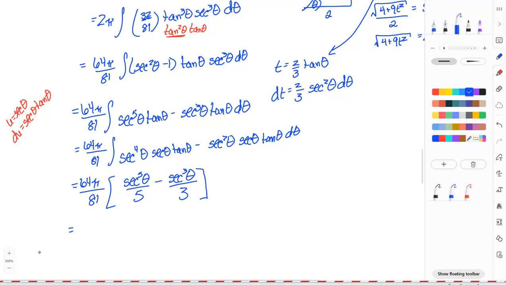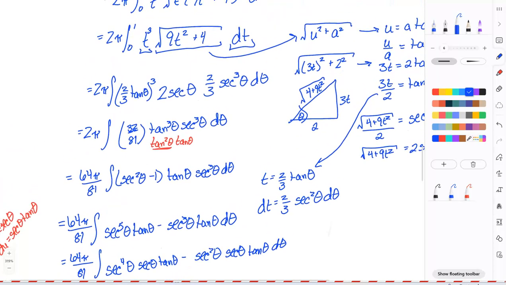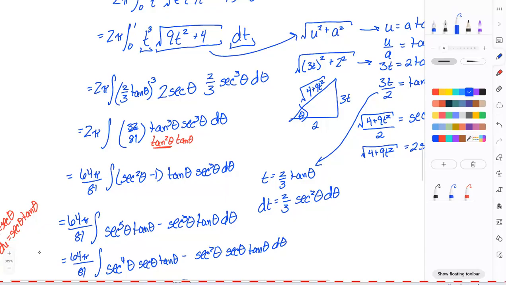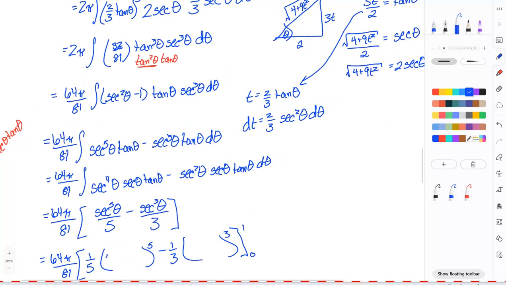And then we're going to make some substitutions back. Notice I left the bounds off when I converted because my goal, I'm going to go back to t so I can plug in the 0 and the 1. So I've got 64 pi over 81. And I'm going to have 1/5 times secant to the 5th minus 1/3 times secant to the 3rd, going from 0 to 1. Secant, we said, was the square root of 4 plus 9t squared over 2.